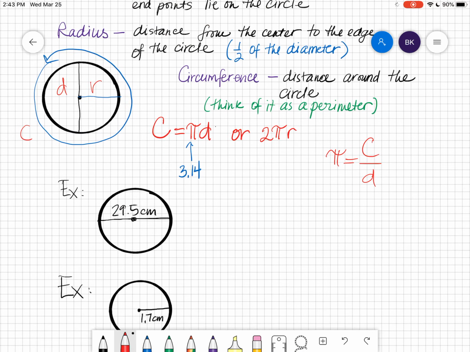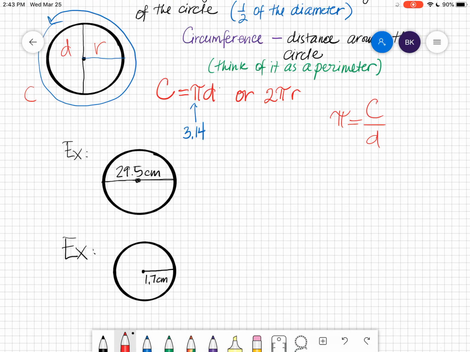Moving on with our notes, we're going to start working on the first example. In the first example, 29.5 centimeters is given to us. And in geometry, the first thing you look at is what is given to us. You're going to ask yourself, what is given to me? This number is representing what? It is a diameter. So since 29.5 centimeters is a diameter, we're going to use the formula circumference equals pi times d.